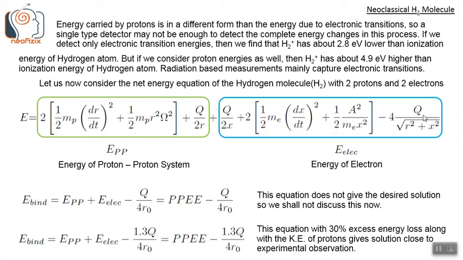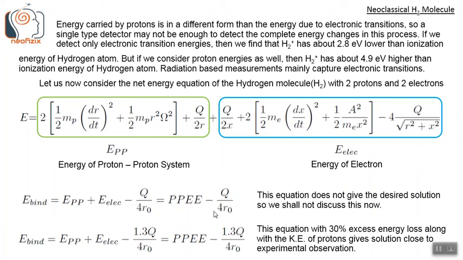And the potential energy of the electron with protons, it was earlier 2q by square root of r square by x square. It has become 4q by square root of r square by x square. So this entire term inside this blue square is the energy of the electron, and inside this green square is the energy of the proton-proton system.